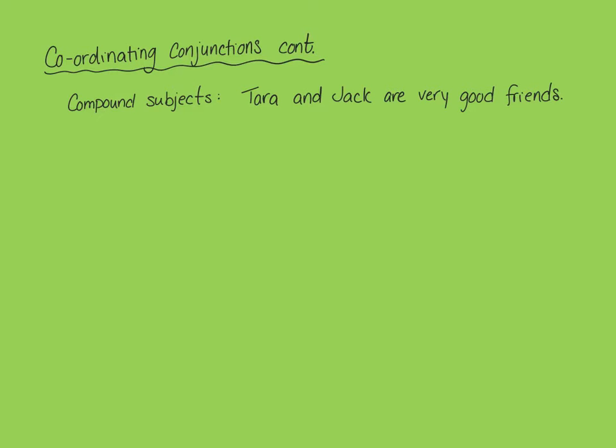The first one is a compound subject. So Tara and Jack are very good friends. So Tara and Jack would be the subject of the sentence altogether. So it's a compound subject because and, the conjunction, is joining the 2 parts of it.